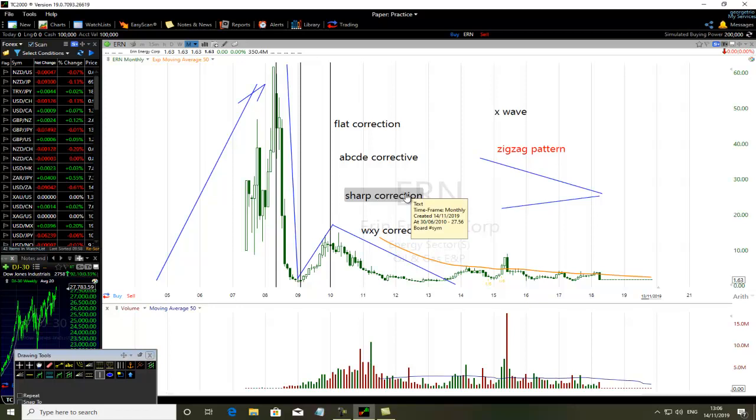The structure of the flat correction is 1, 2, 3, 1, 2, 3, 1, 2, 3, 4, 5. You have a classic flat correction, a running flat correction, and an expanded flat correction. It means that you need to work on your knowledge of the flat correction.